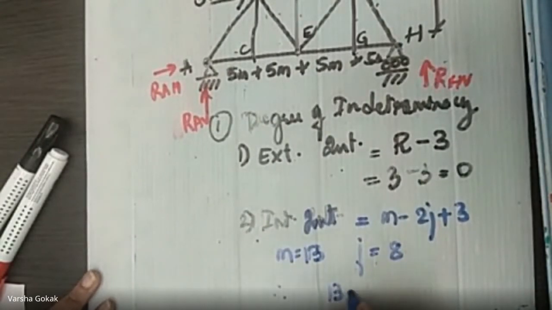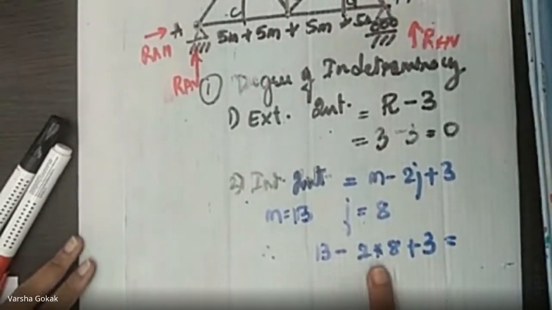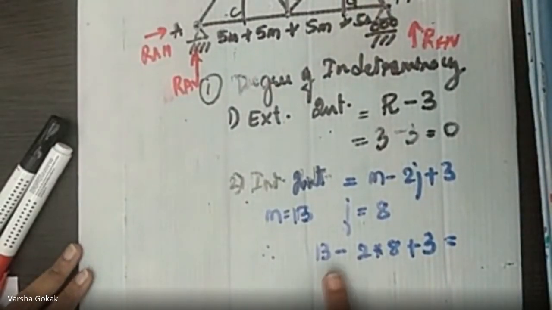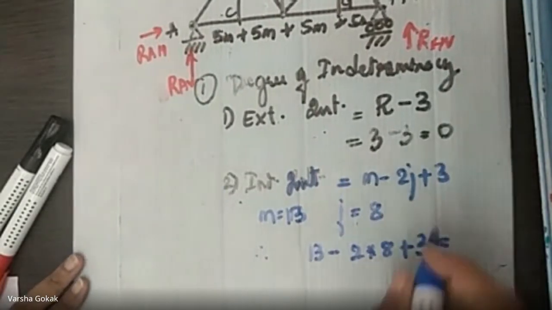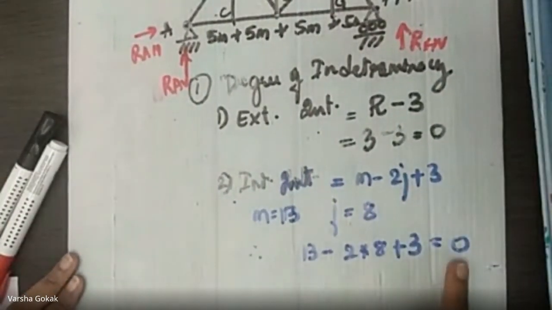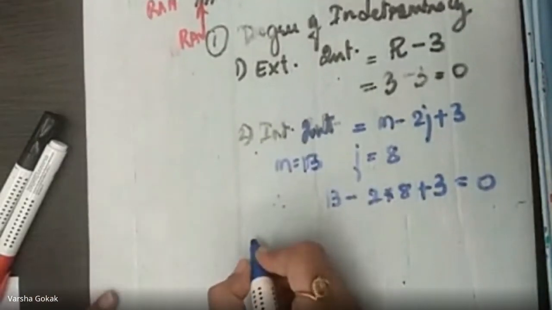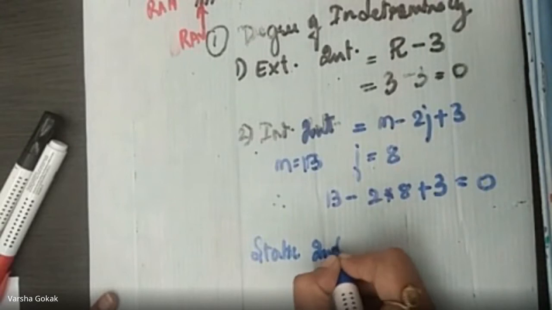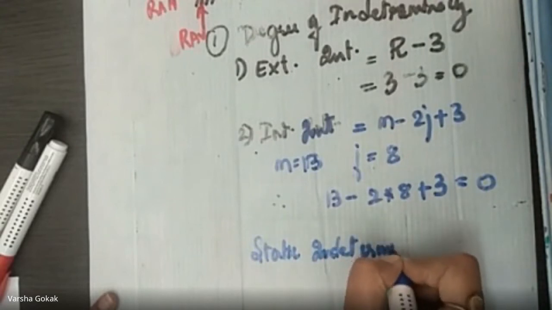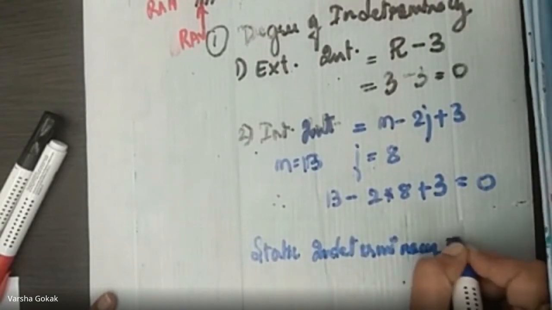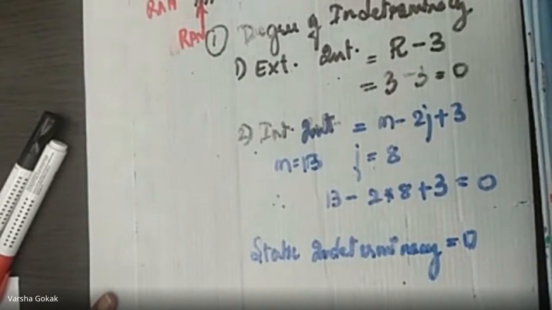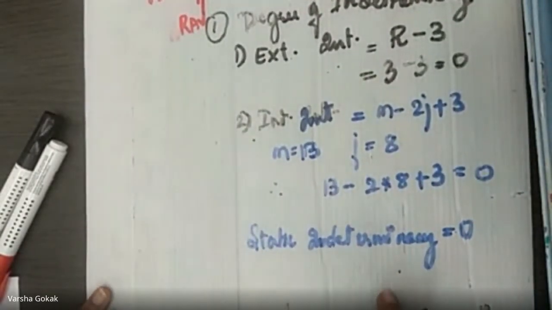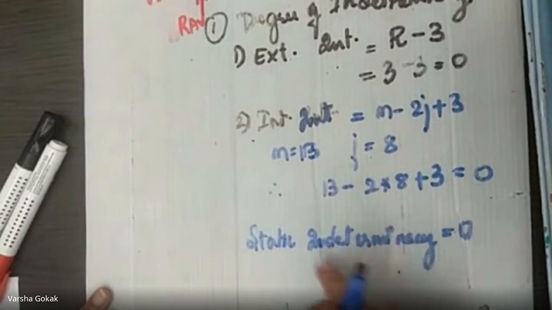Therefore, 13 minus 2 into 8 plus 3. What is this value? 16. So 13 minus 16 plus 3 makes it 0. So overall, the static indeterminacy is 0. That is external plus internal is 0. Once this is done, we have found the indeterminacy.